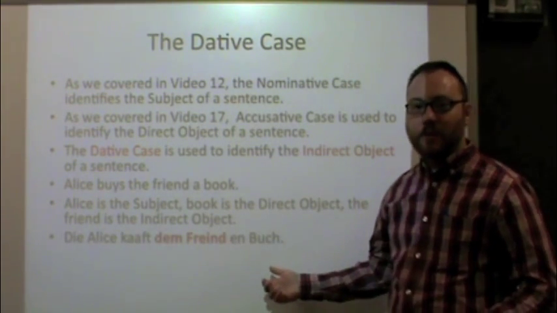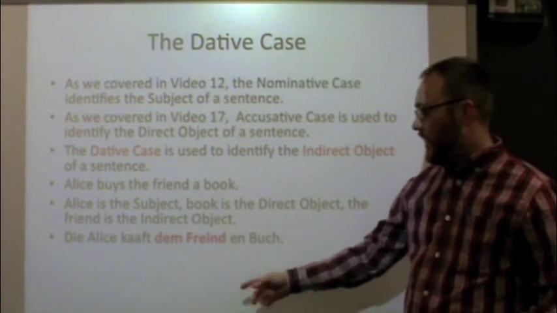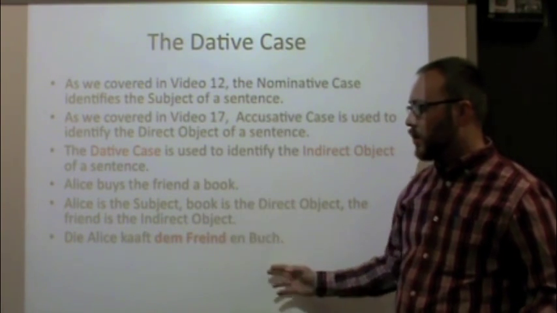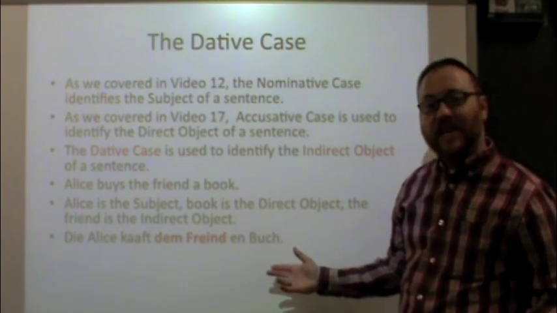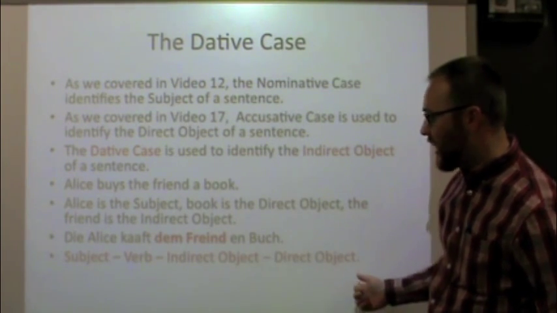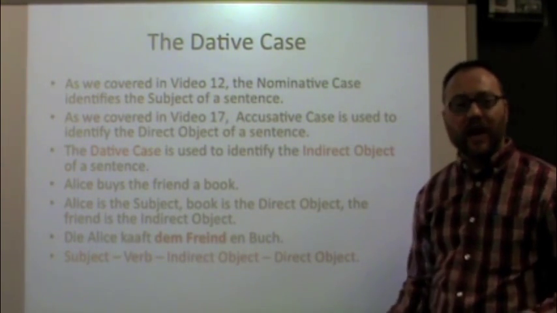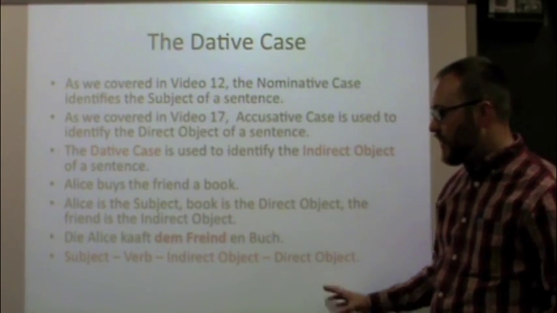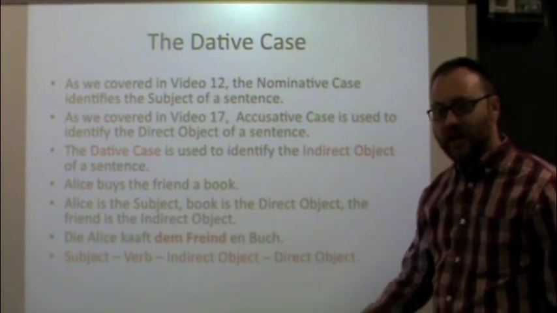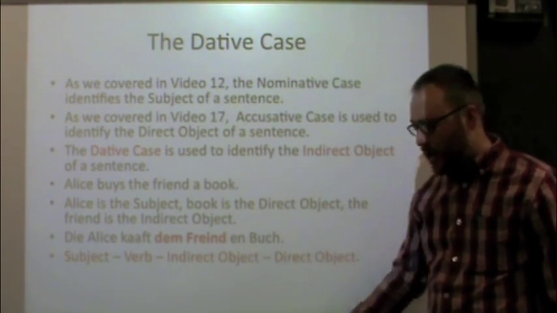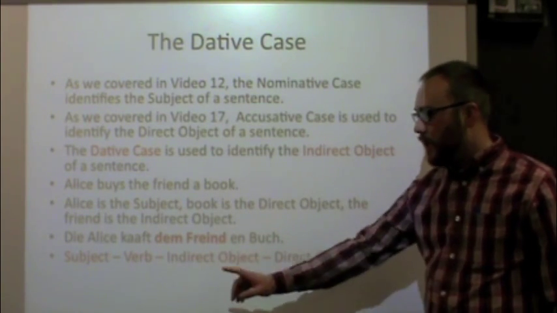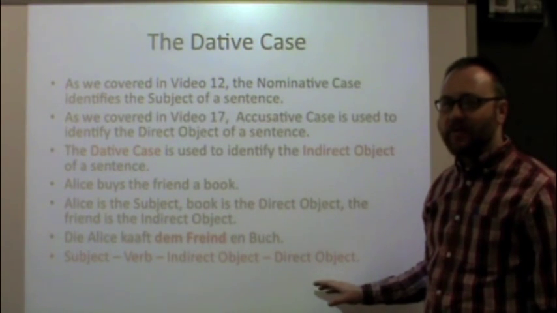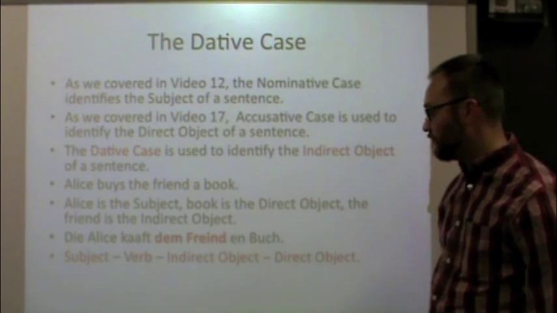That same sentence in Pennsylvania Dutch: die Alice kauft dem Freund ein Buch. Notice that the word order is the same as English in this case. And we want to remember that. In a normal situation, without any weird things going on or any wild cards being played, this is your normal sentence structure. Subject, verb, indirect object, direct object. Nominative case, verb, dative case, accusative case. Try and remember that or keep that in the back of your mind.